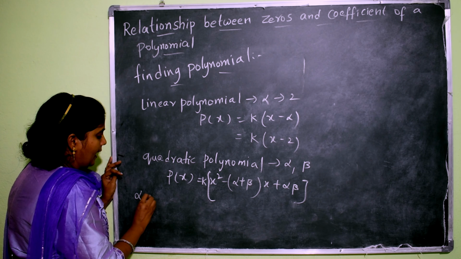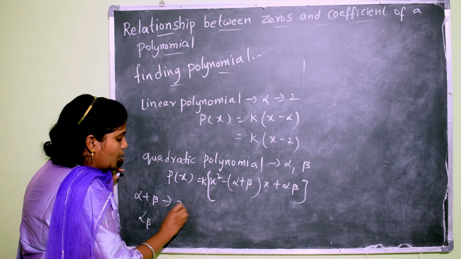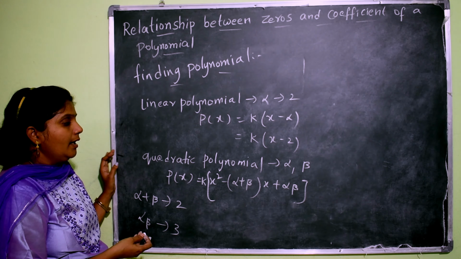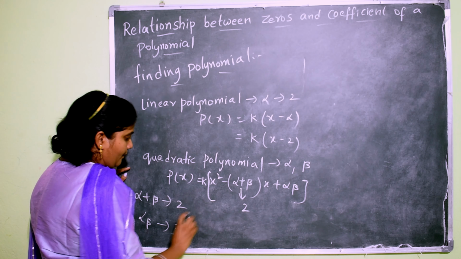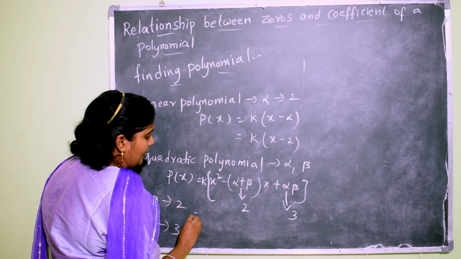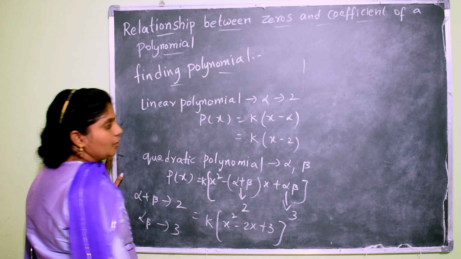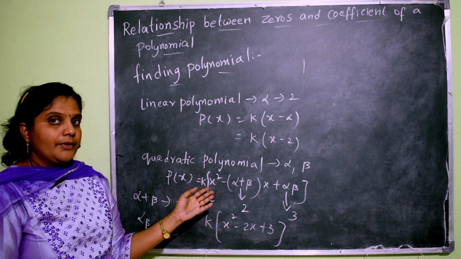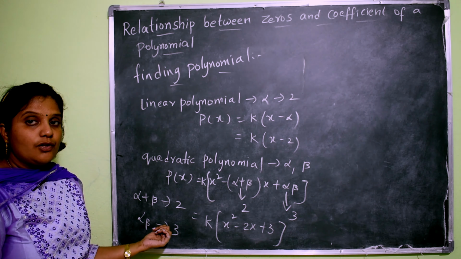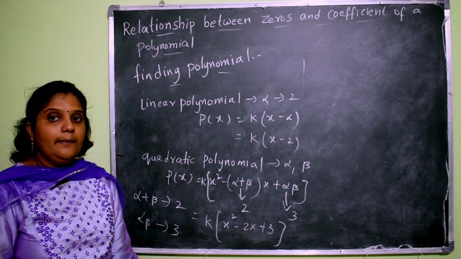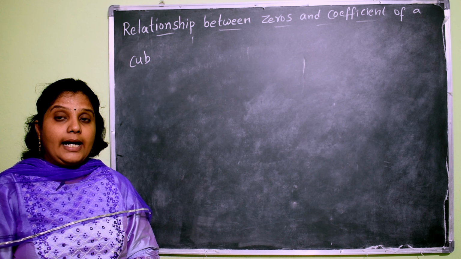So if alpha plus beta and alpha beta, that is sum of the roots and product of the roots, are given as 2 and 3, then also we can find the polynomial just by substituting 2 in the place of alpha plus beta and 3 in the place of alpha beta. That is equal to k into x square minus 2x plus 3. So if alpha beta are given, or if the sum of the roots and product of the roots are given, we can find the polynomial. Understood?